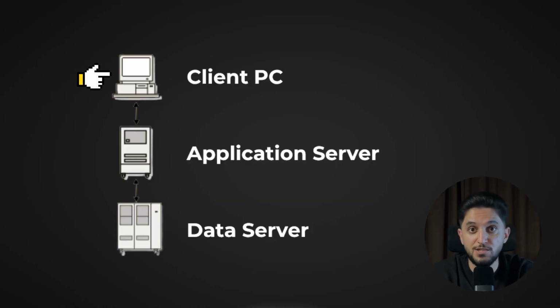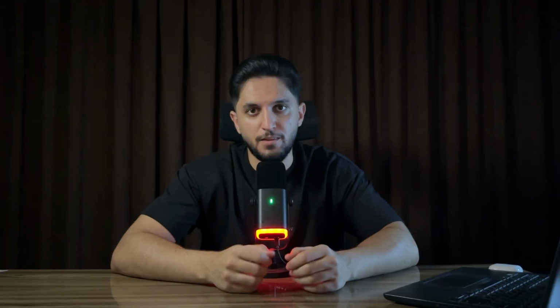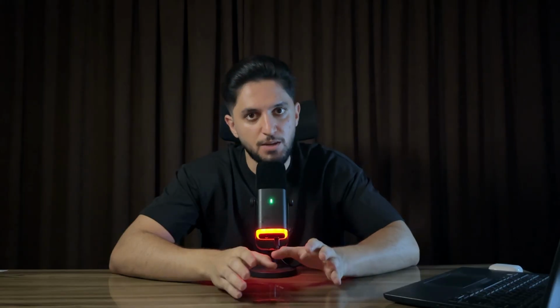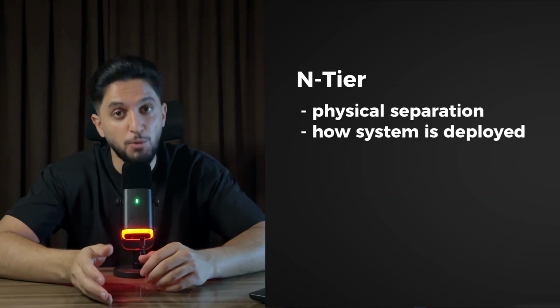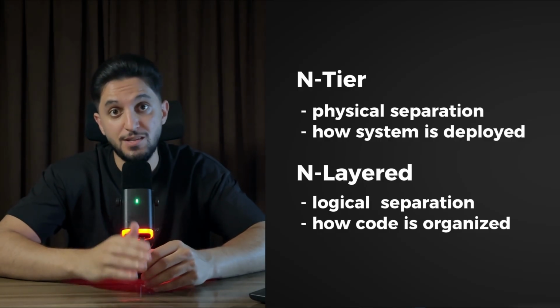The client device, like a PC, handles the user interaction, what the user sees and interacts with. The application server handled the heavy lifting, the business logic and processing, and the data server stored and managed the data. That's what the n-tier architecture means. It's commonly confused with the n-layered architecture, but they are not the same. N-tier is about physical separation, how the system is deployed. N-layer is about logical separation, how the code is organized inside the application.